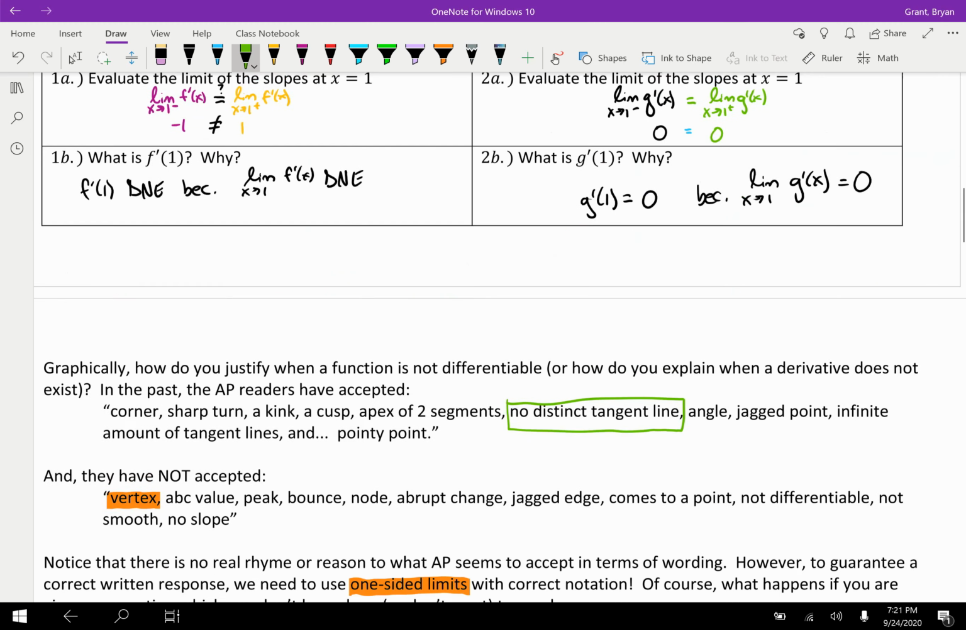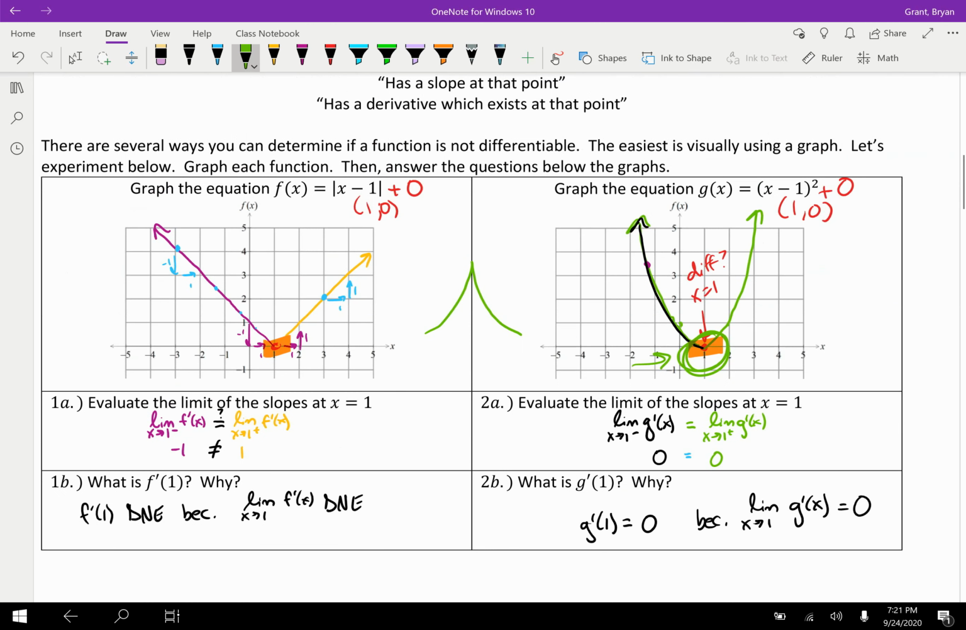For example, we have two continuous functions on this page, right? Our parabola is differentiable. Our absolute value linear function is not differentiable, right? They're both continuous everywhere. This one's just not differentiable at 1, and this one, the parabola, is differentiable everywhere.